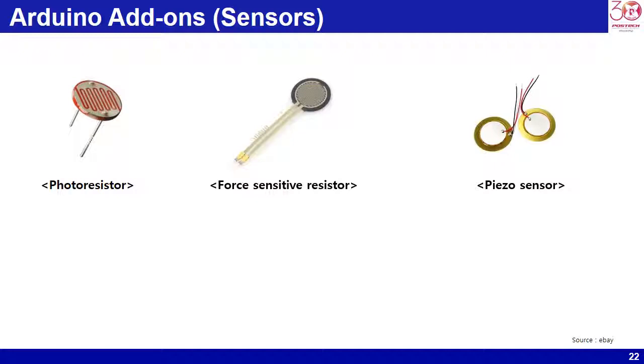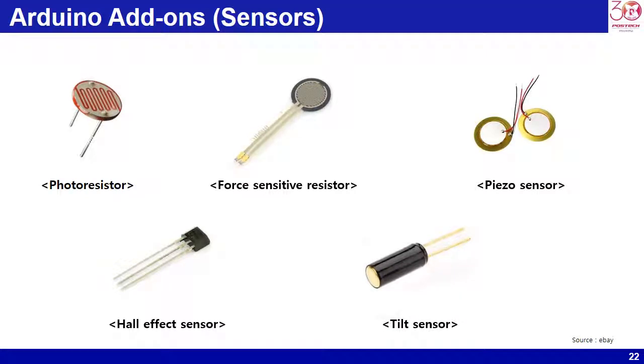Piezo sensor is a vibration sensor. Hall effect sensor is a sensor whose voltage varies with the intensity of the magnetic field. Tilt sensor is a sensor that measures the tilt of an object. When the tilt is detected, the circuit of the sensor flows electricity.